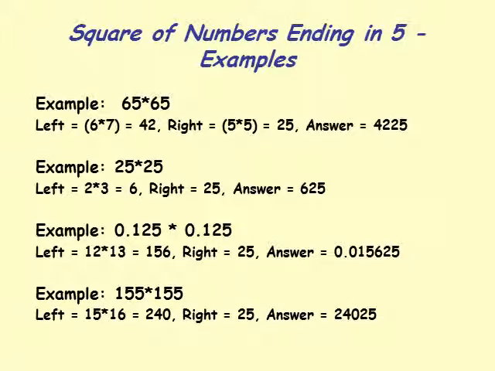Continue. 155 times 155. Another example here. On the left, it's 1 more than the 1 before. 15 times 16 is 240 on the left, right is 25, 5 times 5, 24025.